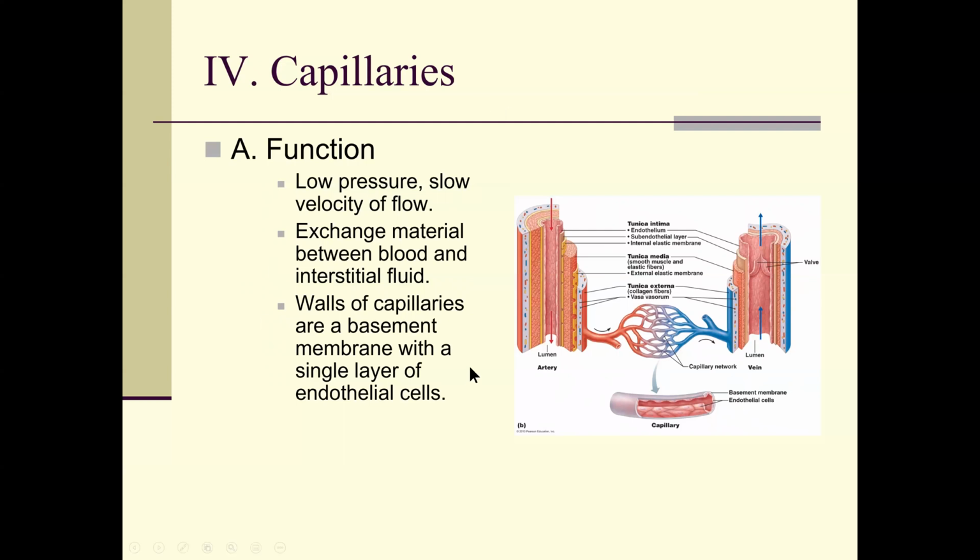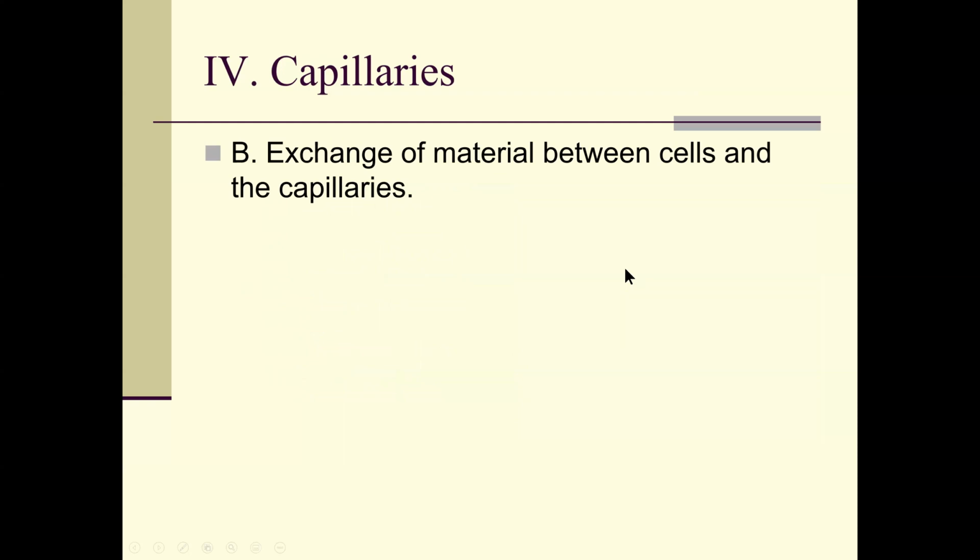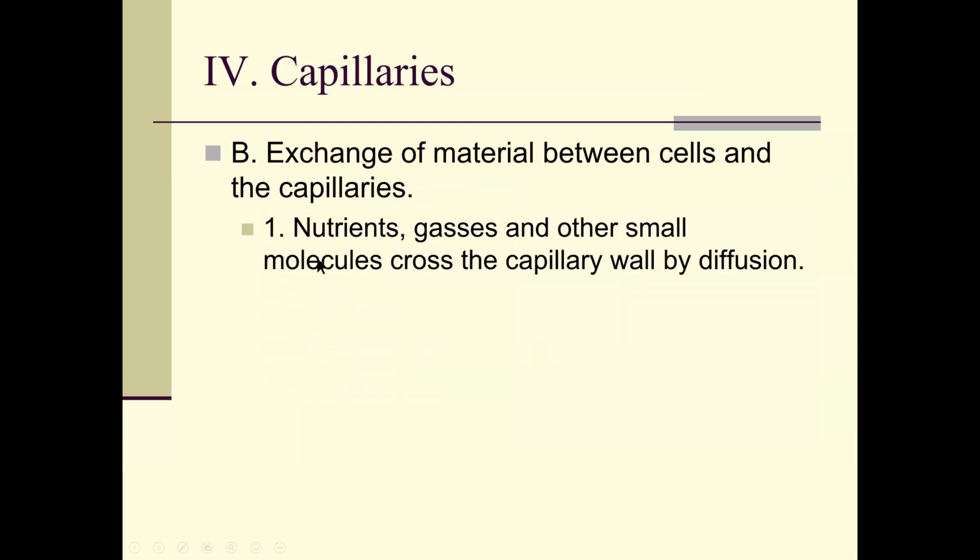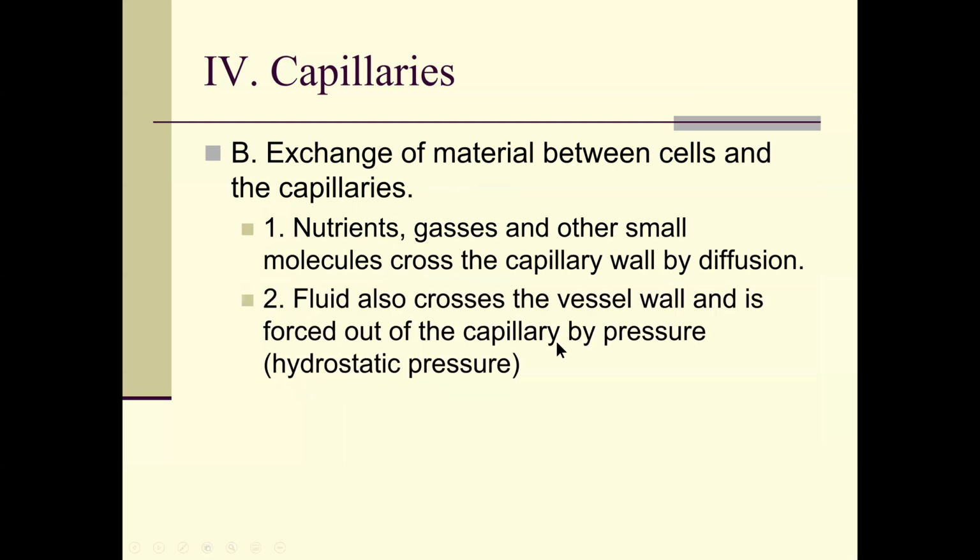Well, we need to move that CO2 out of the cells, and we have a number of other waste products. So remember that the capillary is very thin: a basement membrane with a single layer of endothelial cells, and those endothelial cells are simple squamous cells, which are very thin. Exchange of materials: we exchange nutrients, gases, and other small molecules across the capillary wall by diffusion. Remember, diffusion is just the movement of a substance from an area of high concentration to an area of lower concentration, down a concentration gradient until equilibrium is reached, or as close to equilibrium as possible.